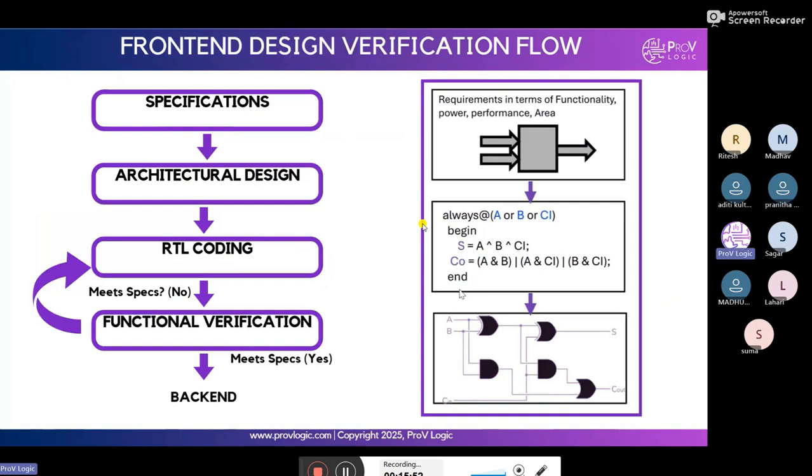No, ma'am. Okay. So the front-end design verification flow. Mostly we have two domains, the front-end domain and the back-end domain. Front-end is what we call design verification. So first of all, if you want to manufacture any chip, first we need to consider the specification, the system specification. So what is meant by system specification?